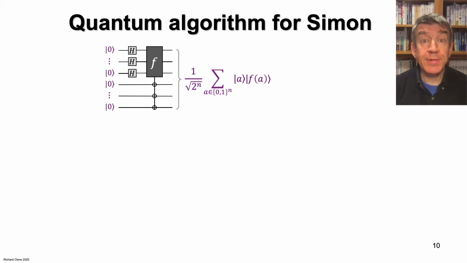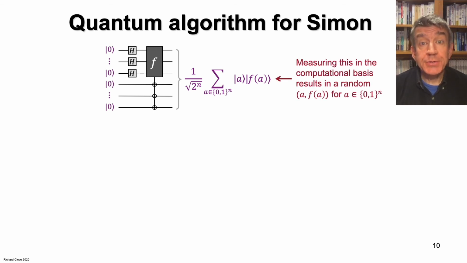But this view is misleading. It's not possible to extract more than one value of the function from this state. In particular, if we measure this state in the computational basis, then what we end up with is just one pair, A and f of A, where A is sampled from the uniform distribution. And you don't need any quantum devices to generate such a sample. You could just flip a coin n times to get a random A and then perform one query to get f of that A.